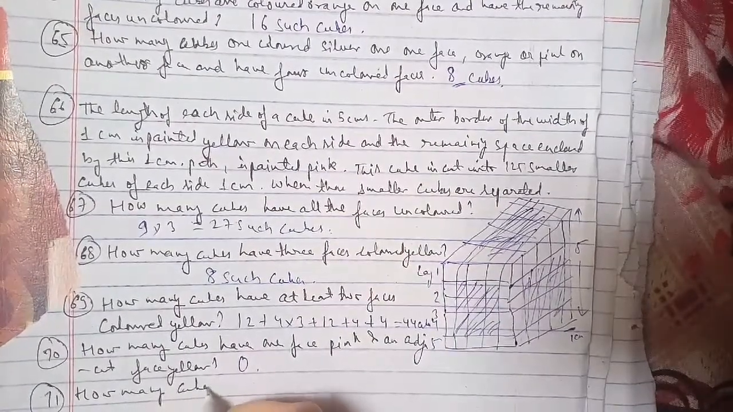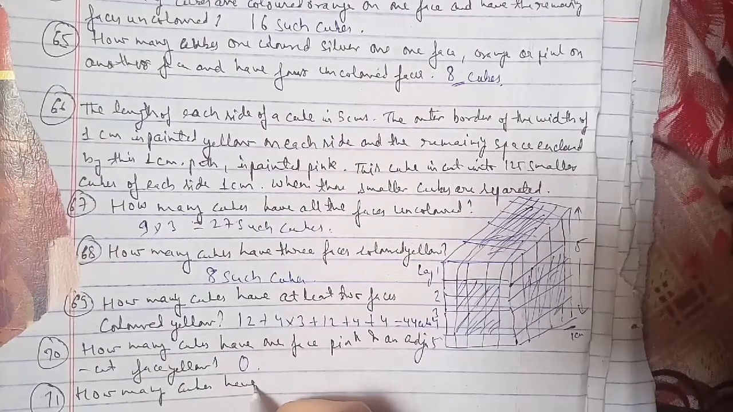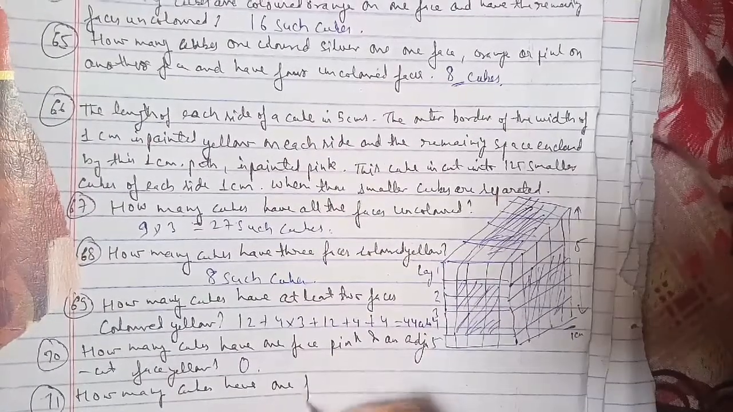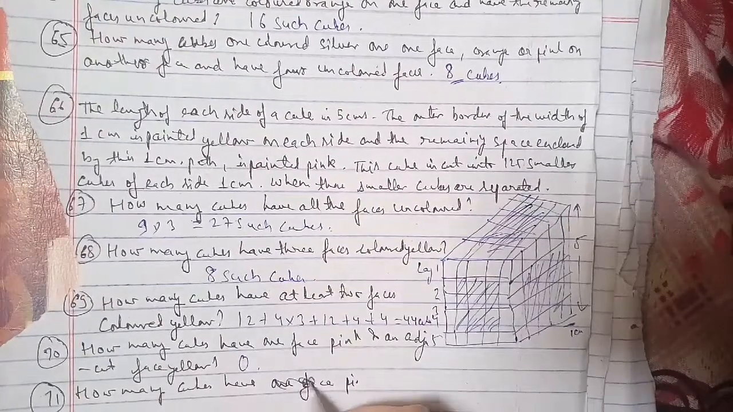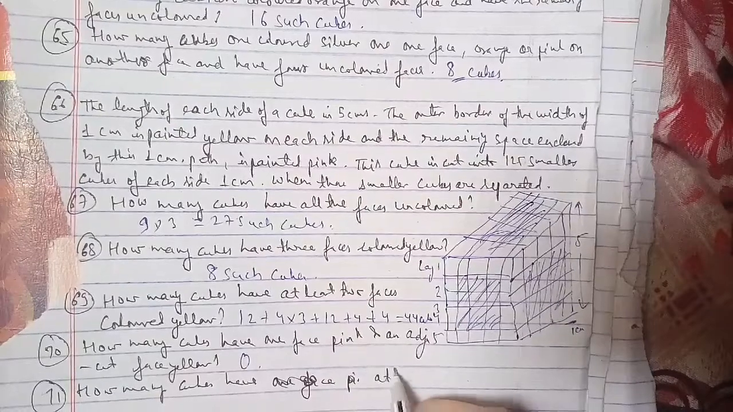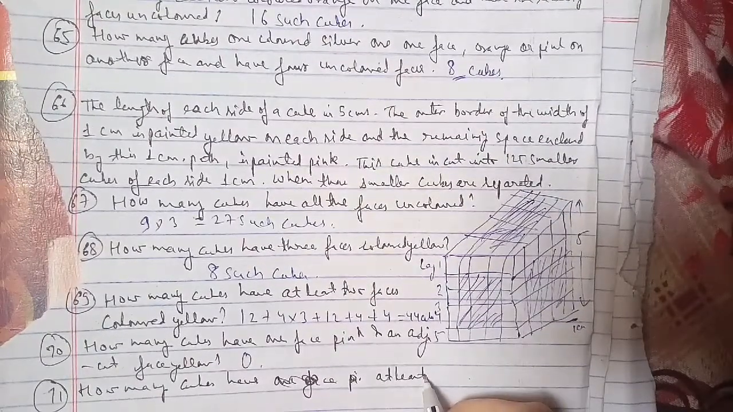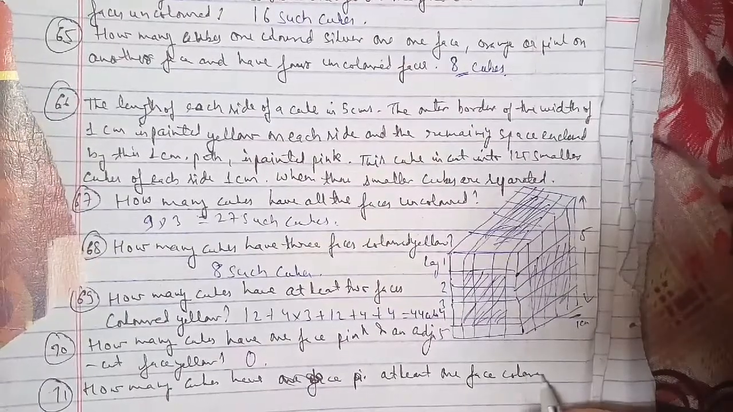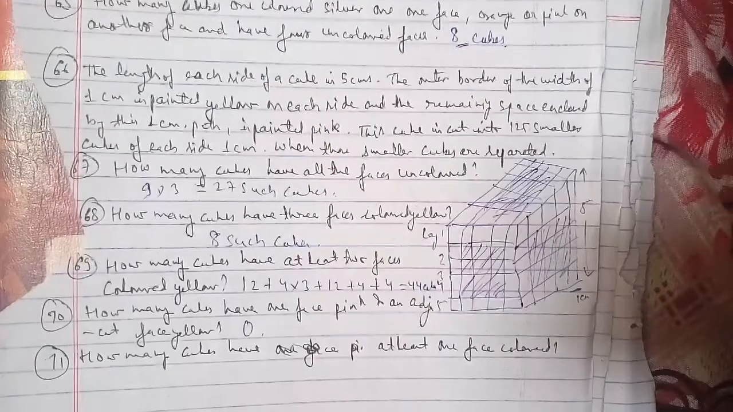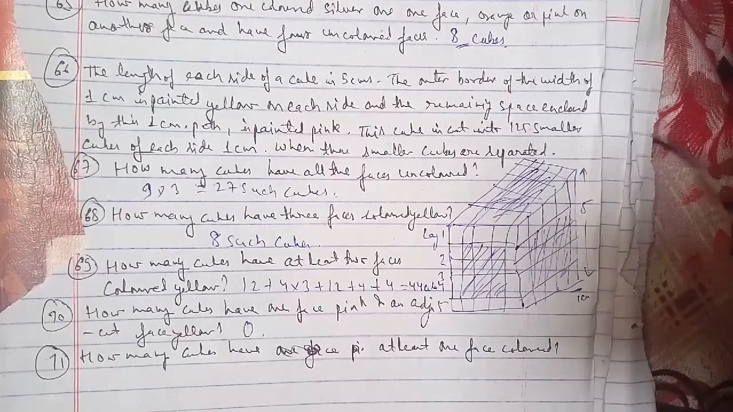How many cubes have one face pink? Sorry, how many cubes have at least one face colored? The options we have are 27, 48, 98, 121. We'll go ahead and talk about it for the same as well.